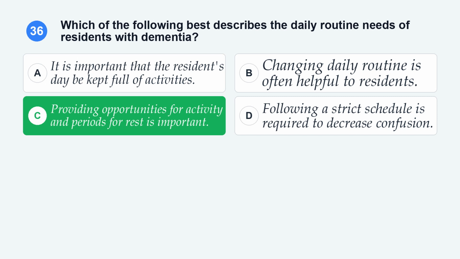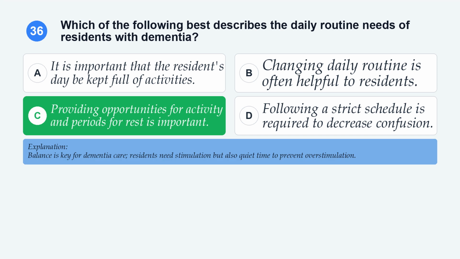The correct answer is option C. Providing opportunities for activity and periods for rest is important. Explanation. Balance is key for dementia care. Residents need stimulation but also quiet time to prevent overstimulation.